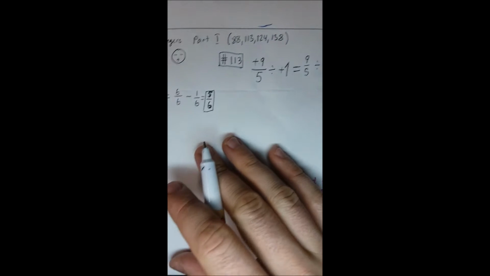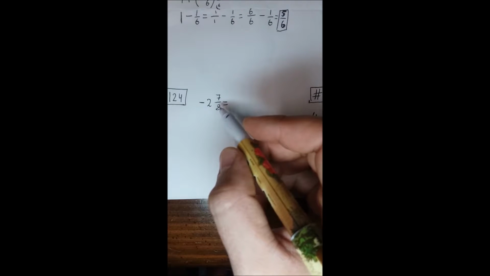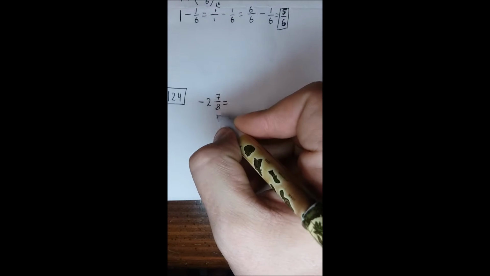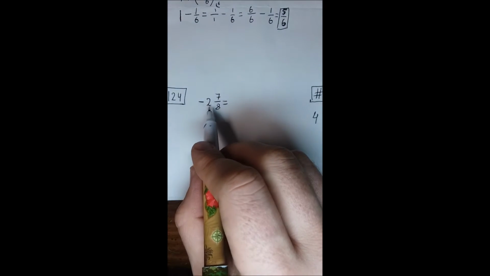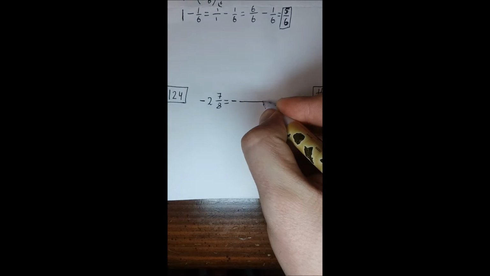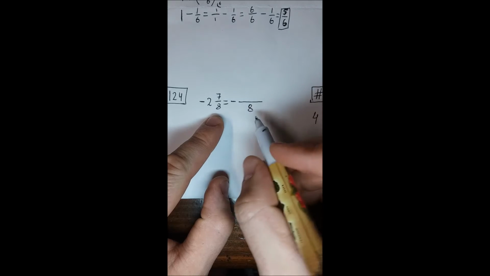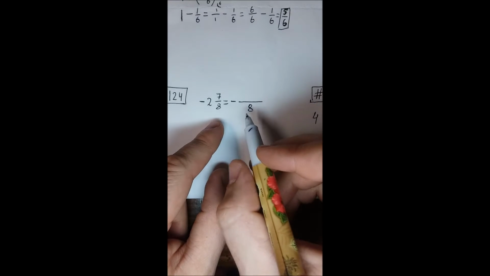Okay, next question is 124. You need to write this as an improper fraction. So generally speaking, it's going to stay as a negative, and 8 is going to be the denominator. So that's what we know without even doing anything.